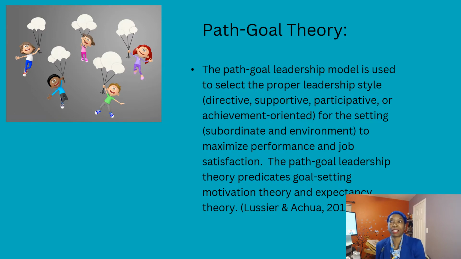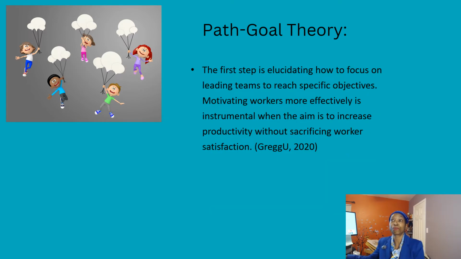and job satisfaction. The path goal leadership theory predicts a goal setting motivation theory, and expectancy theory is what it's based on. The first step is elucidating how to focus leading teams to reach a specific objective. Motivating workers more effectively is instrumental when the aim is to increase productivity and you don't want to sacrifice the relationships with your workers.